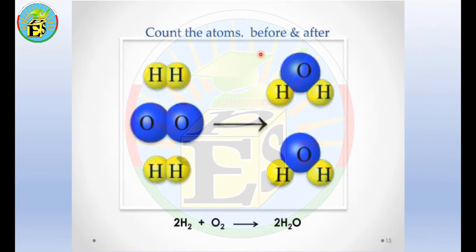Count atoms before and after, which we took in the last slide. We have 2 hydrogen, 2 oxygen, and 2 hydrogen: 4 hydrogen, 2 oxygen. We have 4 hydrogen and 2 oxygen. 2H2 plus O2 equals 2H2O. This is burning hydrogen in oxygen to make water.